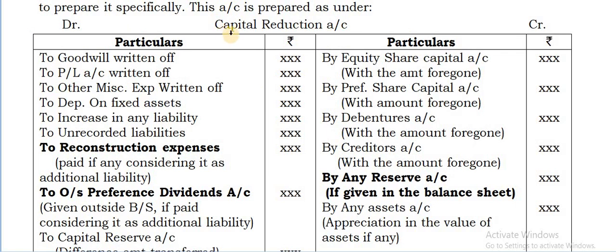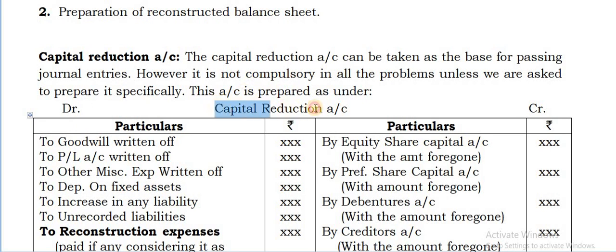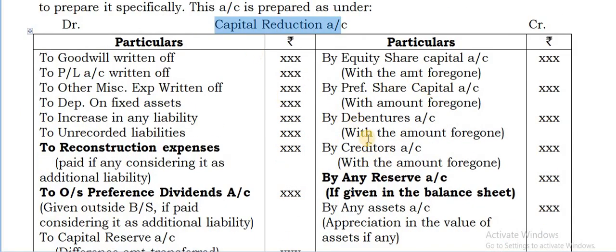It's a separate account which is prepared at the time of internal reconstruction. This account is prepared in order to know the actual amount of income or the capital profits made on reconstruction, and how such amount available is administered in writing off various assets. So such items are taken on the debit side.